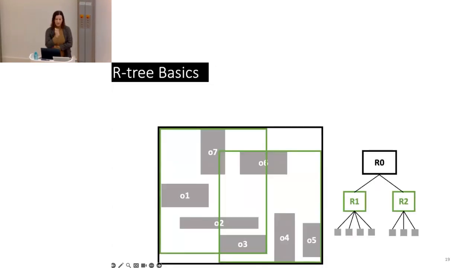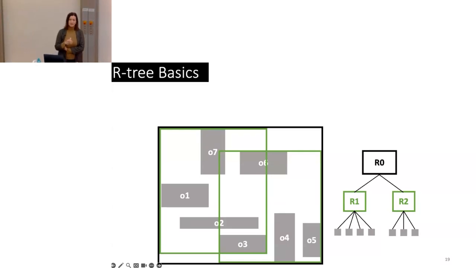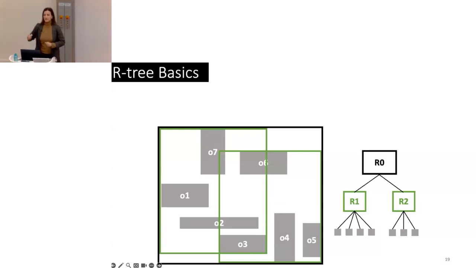So first, let me start a little bit with indexing and with some basics. The most widely used, the most common index in spatial databases is the R-tree index that some of you might have heard about from your database classes. It's kind of the equivalent of a B-tree, but for spatial databases.